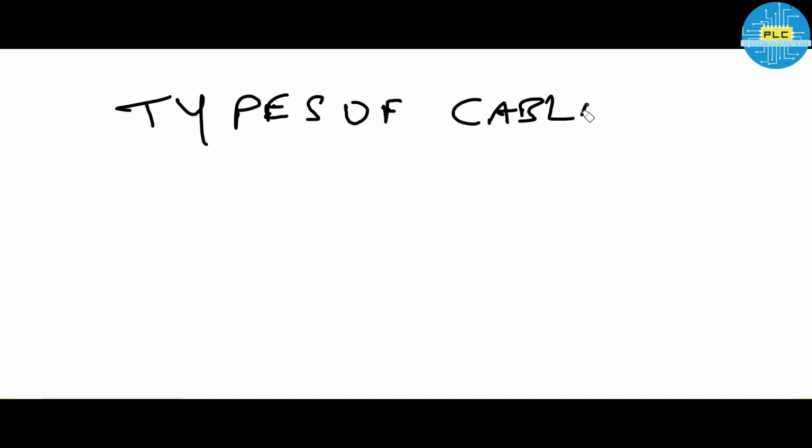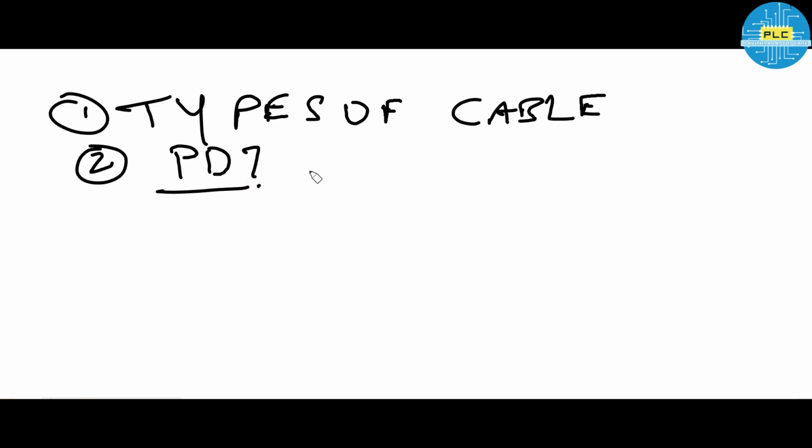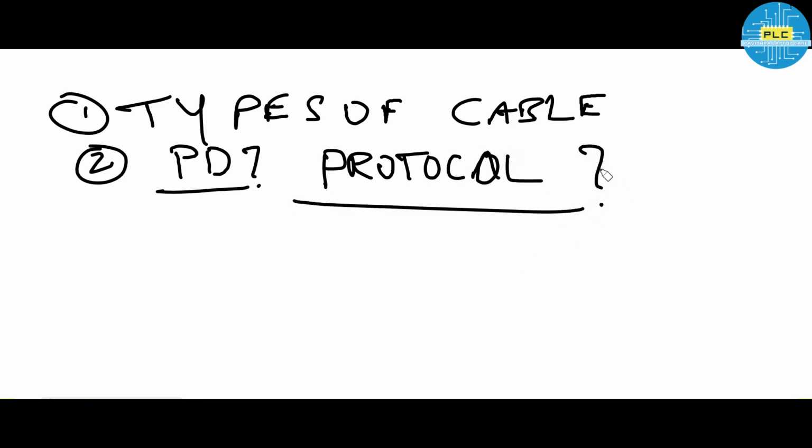So, this is part 3 of Type C. In today's topic, we can learn about types of connectors and PD, Power Delivery Protocol. The one is types of cable, second one is PD, what it is. So the main keyword you have to note down is protocol. How it works and where it will work.